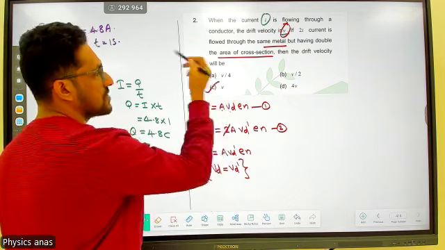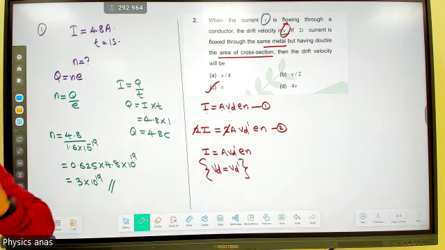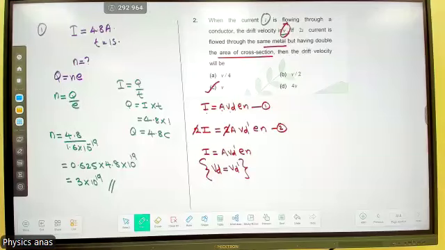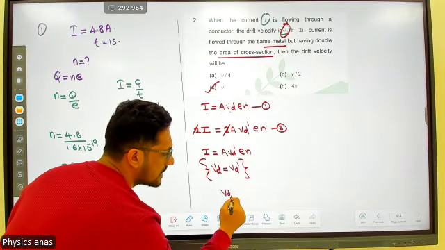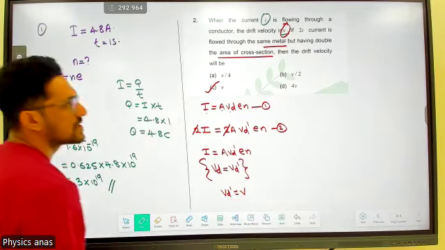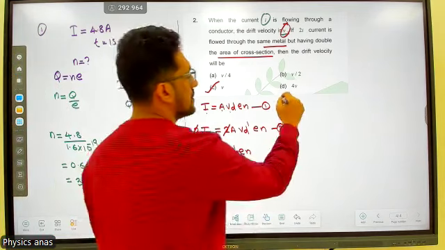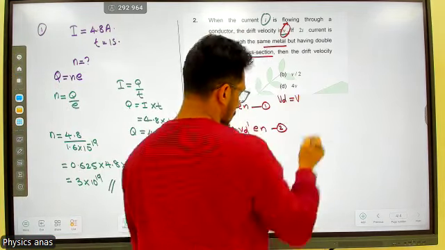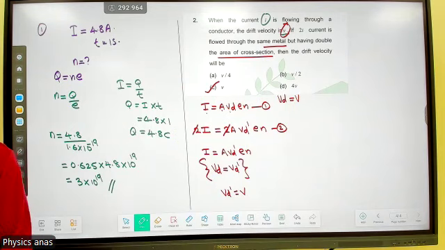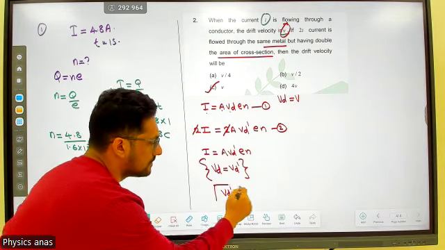If the drift velocity is not changing, then the second drift velocity will be just v. Here the drift velocity is v, so the second drift velocity will also be v. Understood?